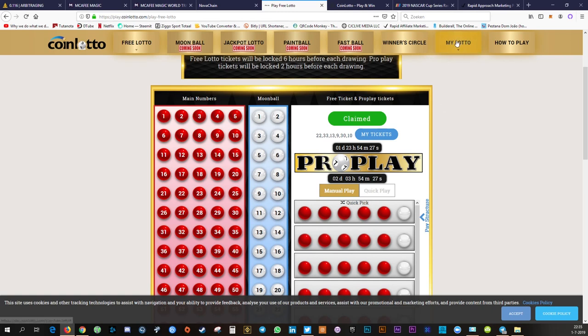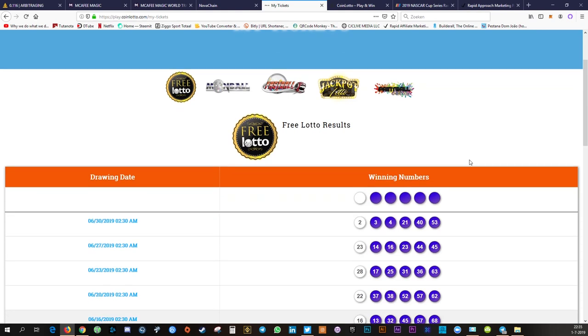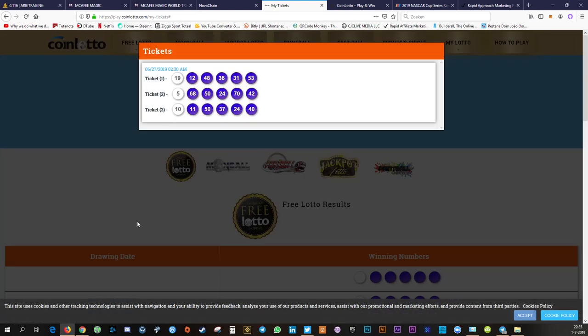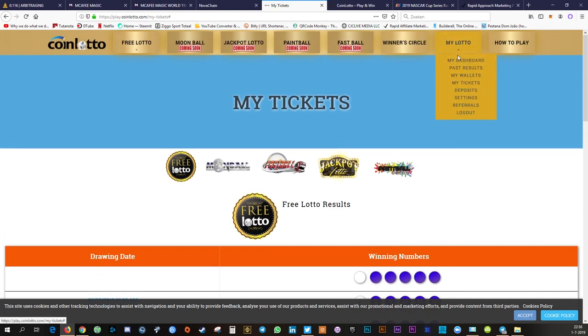If you have done that, you can click here to my tickets, and here you can see all the drawing results. And if you click on the dates, you can see the tickets you have claimed, and you're actually going to have played or playing with the past drawing or with the upcoming drawing. So I just claimed my ticket, so I can just click on my tickets.